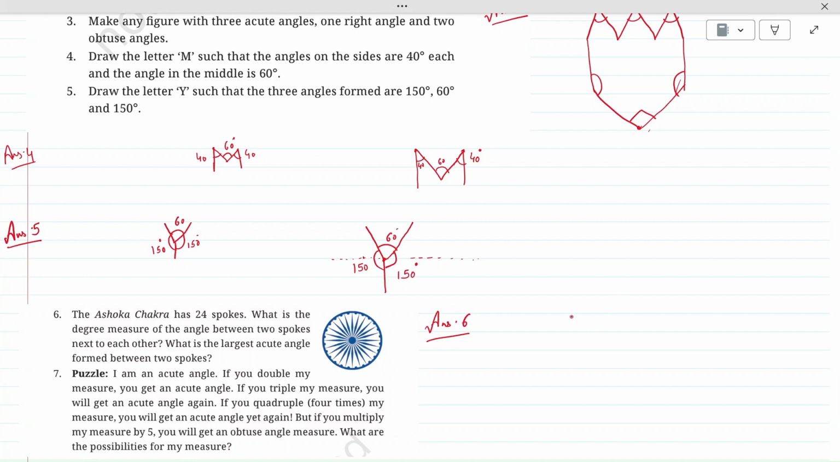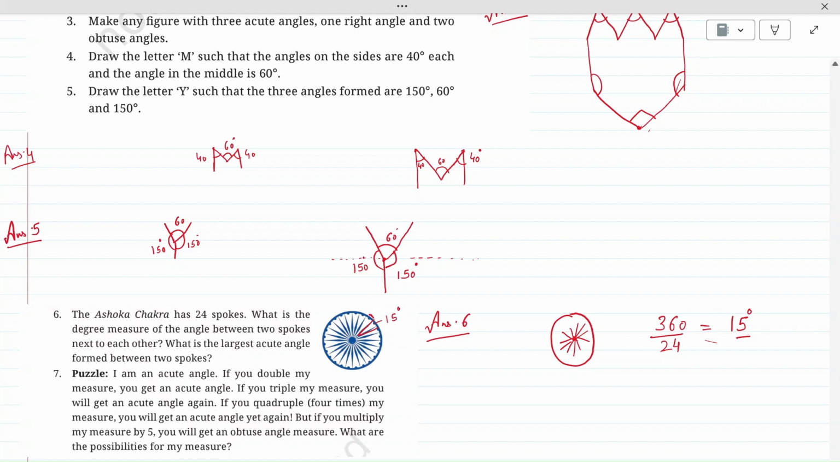So kids, you remember we had a clock and we had 12 points. We divided the complete 360 by 12, and here we have 24 spokes at equal distance from each other. Okay, so we have to divide this by 24. If we divide this, this will come to 15 degrees. So that means between every two spokes, the angle is 15 degrees. Okay. And what is the largest acute angle? That is between the two nearest spokes. That is 15 degrees only.